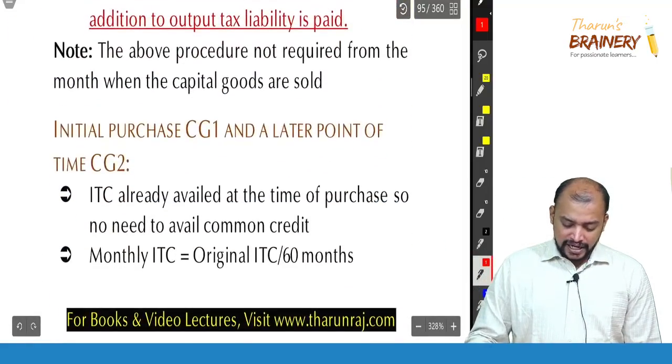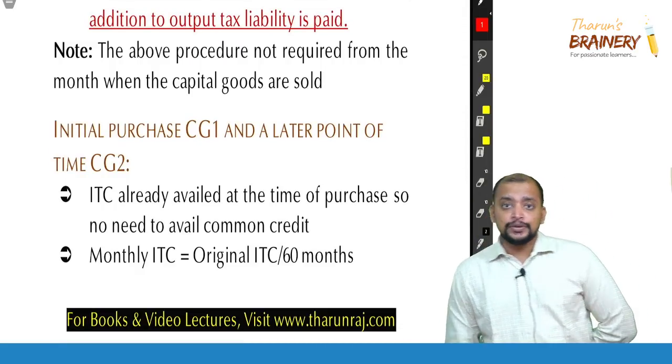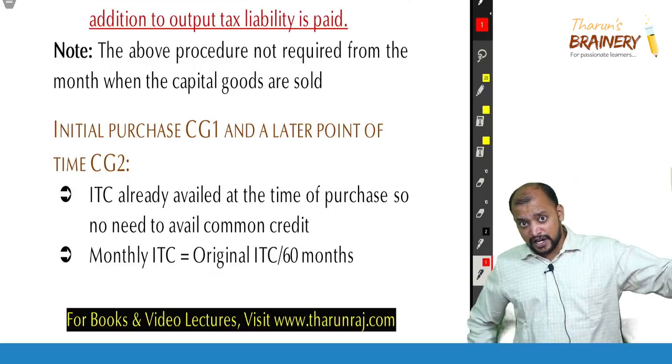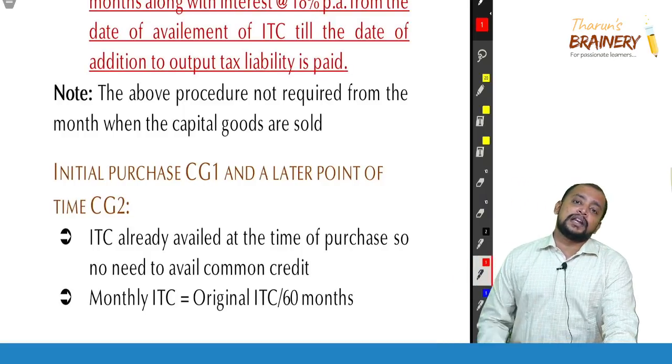See this: initial purchase CG1 and at a later point of time CG2. So at the time when we purchase, we are using it for taxable, and at a later point of time we are using it for both taxable and exempted.